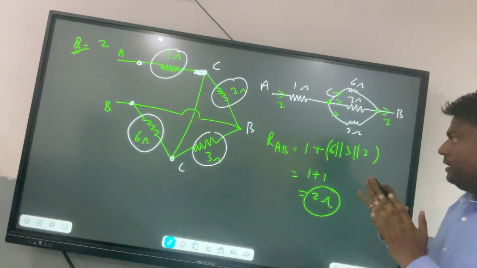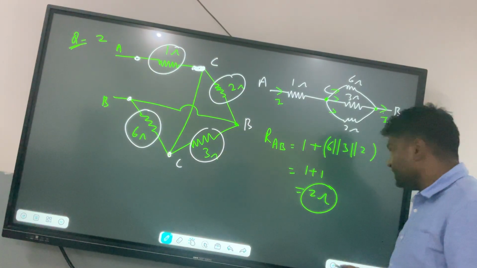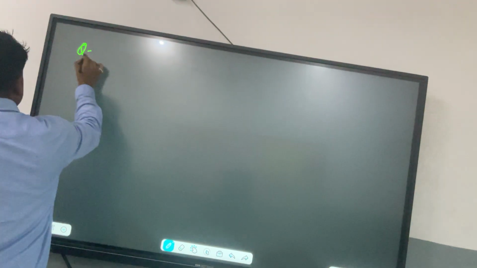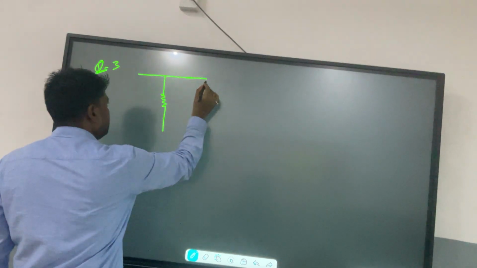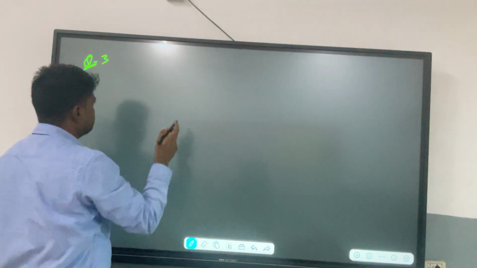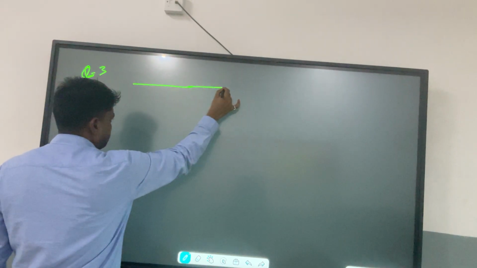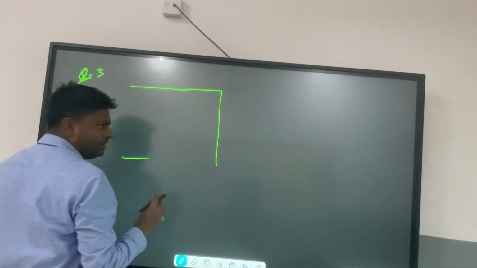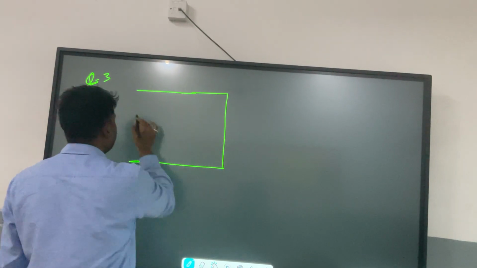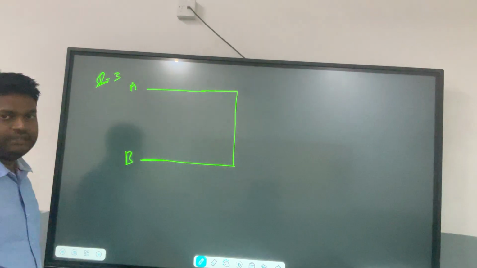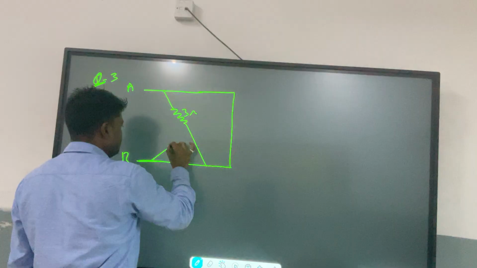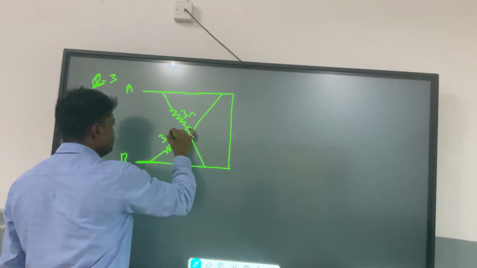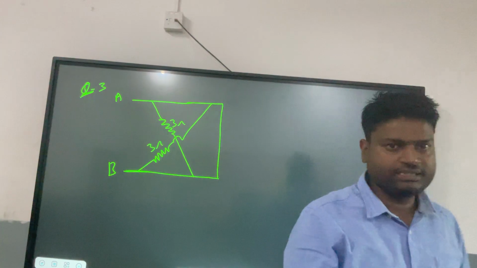Now, if a problem comes in this sense, suppose, for example, the examiner is asking R and I should modify the circuit. Why? You can understand in later time. See, if I want to ask RAB and there are two resistors. One has a resistance of 3 ohm. The other one also has a resistance of 3 ohm. Right? These 3 ohm, 3 ohm, two resistors are there.